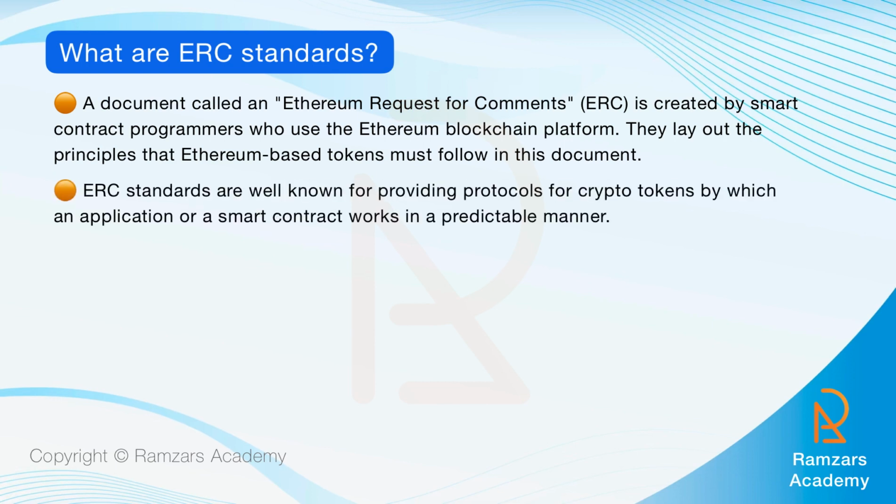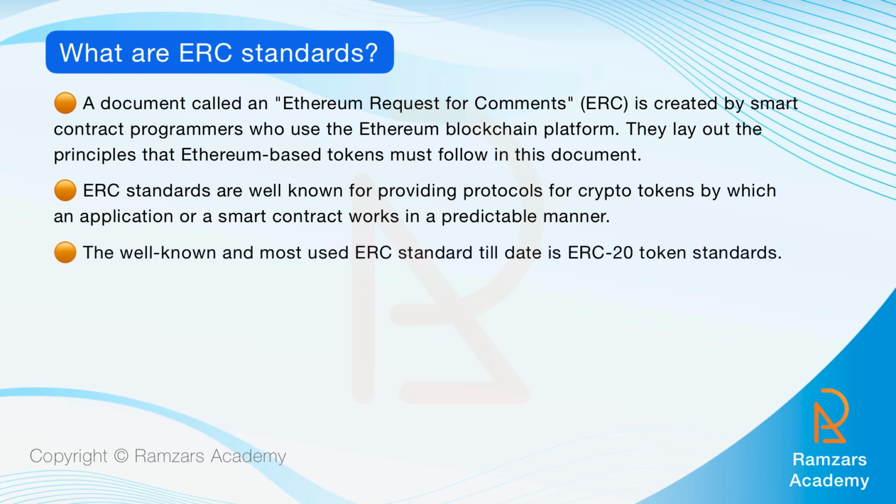ERC standards are well known for providing protocols for crypto tokens by which an application or a smart contract works in a predictable manner. The well-known and most used ERC standard to date is the ERC20 token standard that controls the creation, exchange, and use of Ethereum-based fungible tokens in a simple, free and efficient way. However, Ethereum developers should be aware that the possibility of complications is not zero. We can face issues when we embrace a restricted functionality from each standard, which results in a smart contract that is not compatible with the ERC standards.